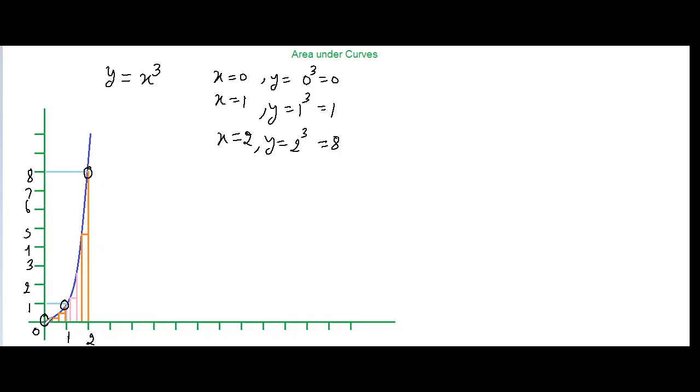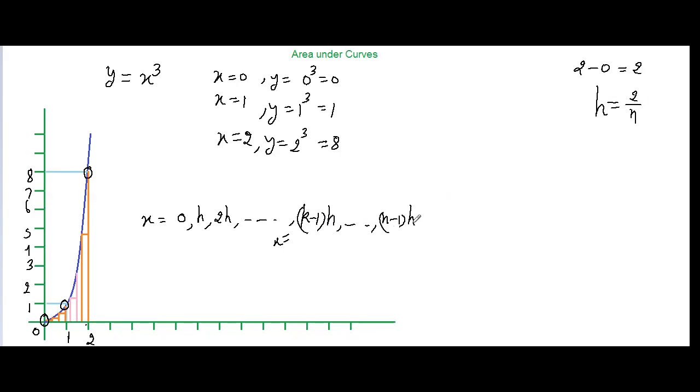We have to find the area beginning from origin up to x equal to 2. So we have the width 2 minus 0 equal to 2. We make n equal parts. Each part has the width h. So the values of x will be similarly beginning with 0, then next h, then 2h. Intermediate value will be general term of this AP. The general term will be x equal to k minus 1 times h, and the last term will be, because we have n terms, n minus 1 times h.